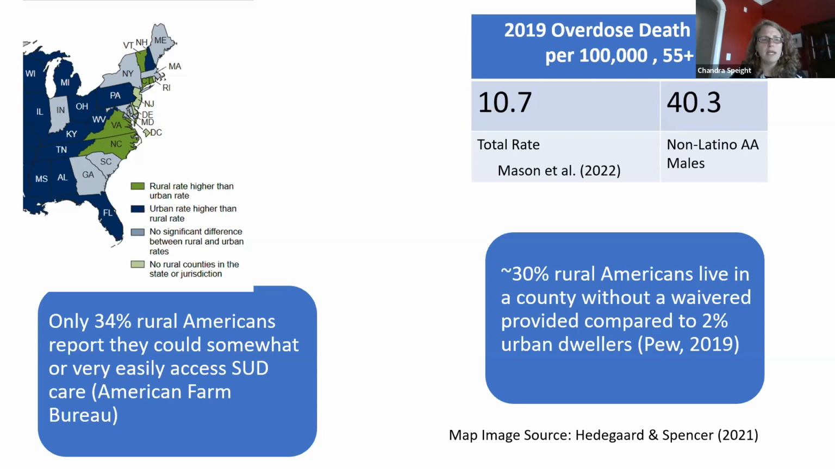But they found that only about 34% of rural Americans reported that they could access substance use disorder care, while an overwhelming majority of rural Americans, and particularly farmers, reported that they had been impacted by the opioid crisis. We know that treatment access is a profound problem in rural areas. A Pew study in 2019 found that about 30% of rural Americans lived in a county without a waivered provider, and by that I mean a buprenorphine waiver provider, which I'm going to talk about in a few minutes, compared to only about 2% of urban dwellers.